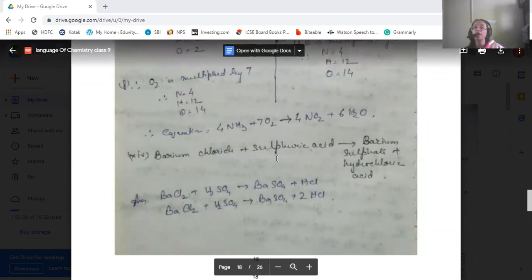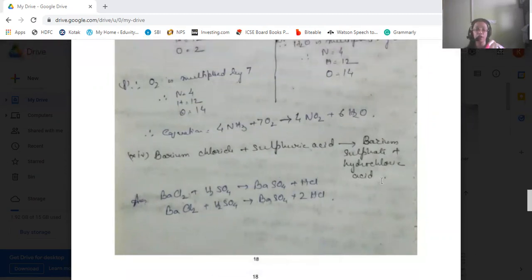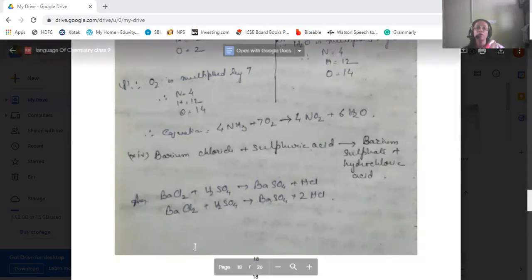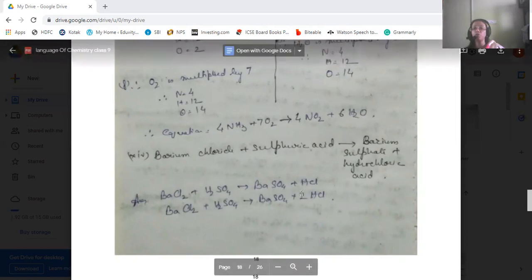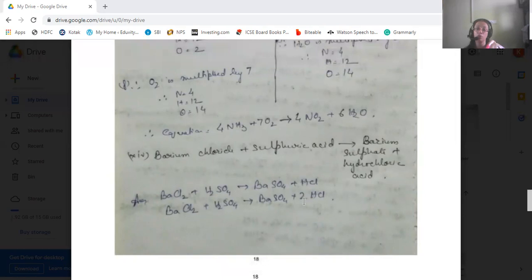Then barium chloride plus sulfuric acid becomes barium sulfate plus hydrochloric acid. Okay. So BaCl2 plus H2SO4 becomes BaSO4 plus HCl. See, on the reactant side, Cl has 2 atoms, hydrogen has 2 atoms. So on the product side, we multiply HCl with 2. That makes the equation balanced.